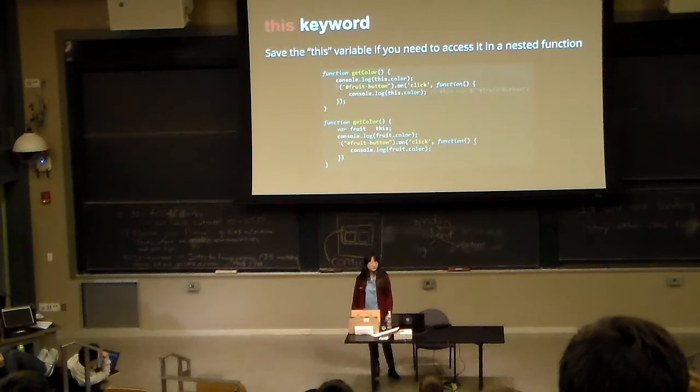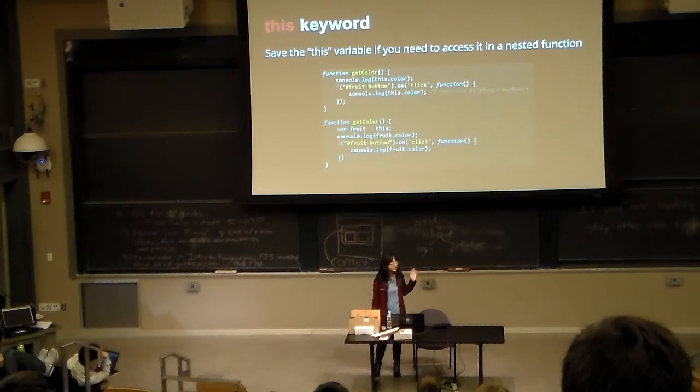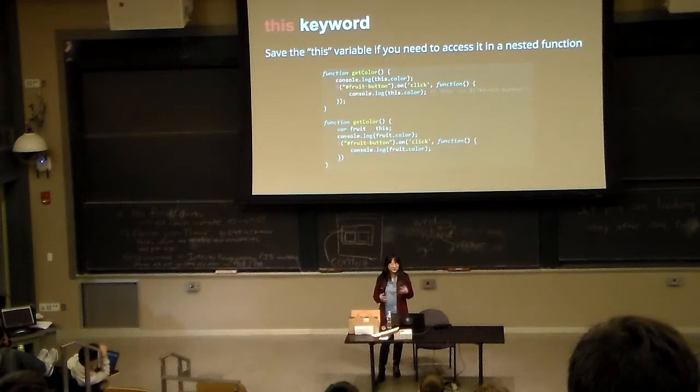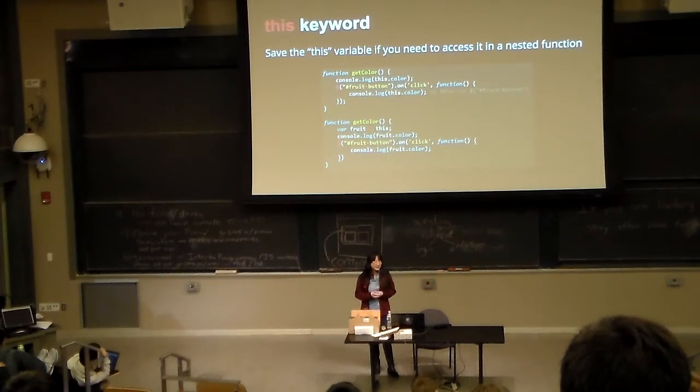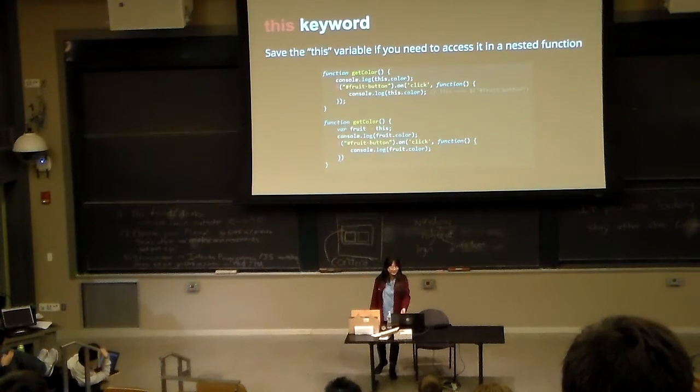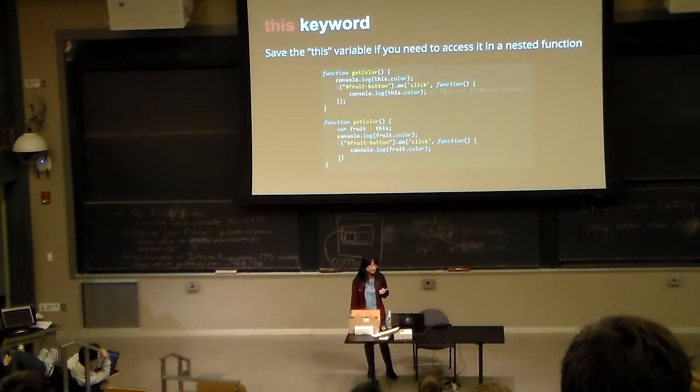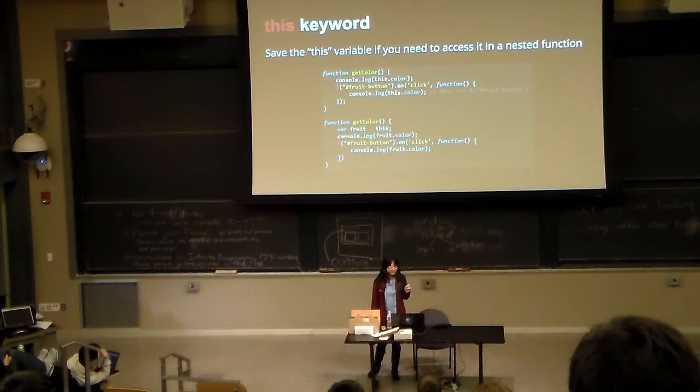So to get around this, you want to save this variable if you really need to use it. So in the top function, you log this.color, and then you have a callback function. This changing of what this refers to usually happens when you have a lot of nested functions, right? So you have this callback function, and you want to log this.color. Except when this callback actually happens, this is going to refer to fruit button, and not the same thing as what this referred to before, outside of the event listener. So to get around this, in the second example, you save this to the variable fruit.